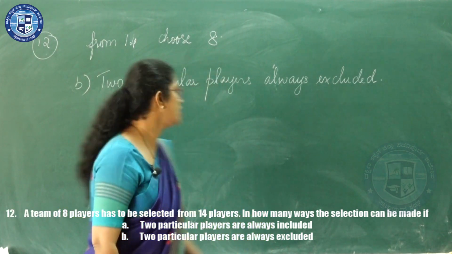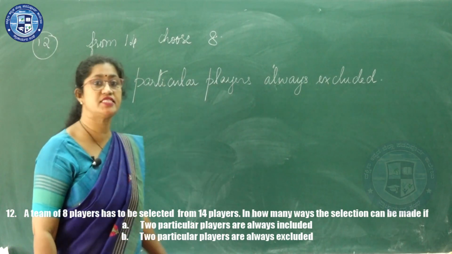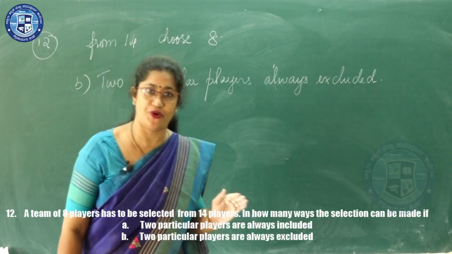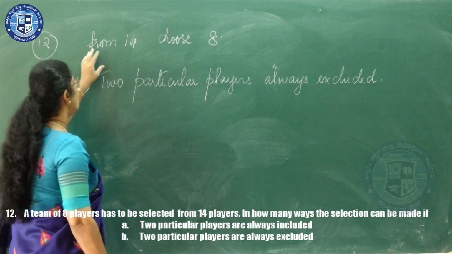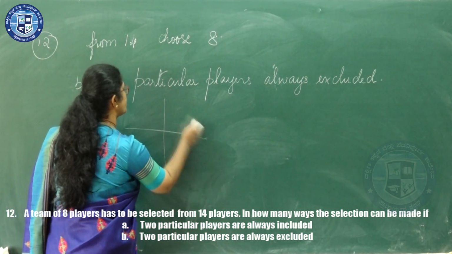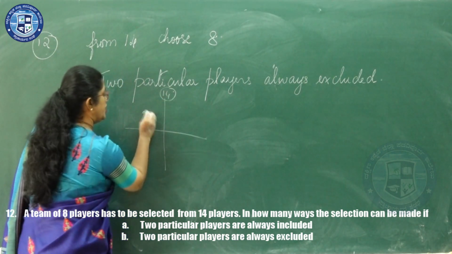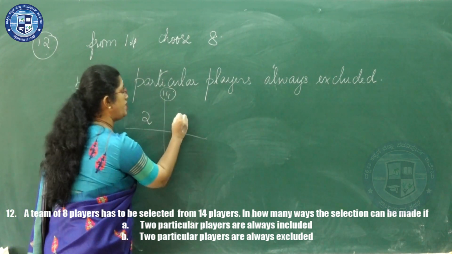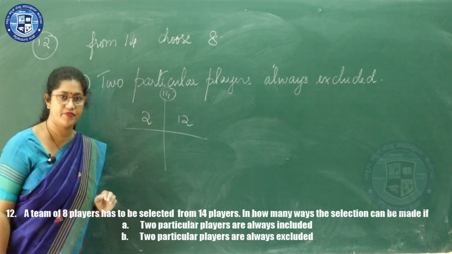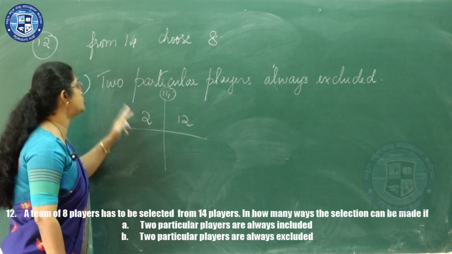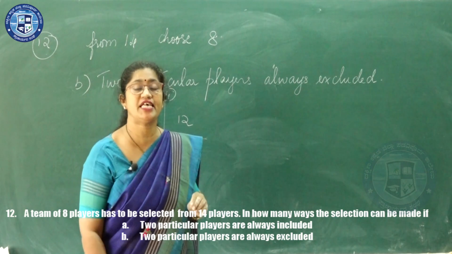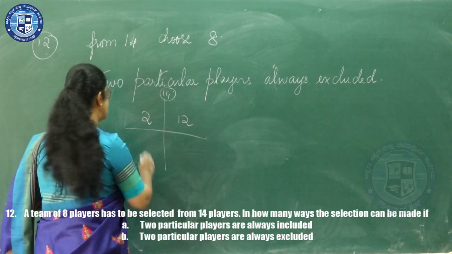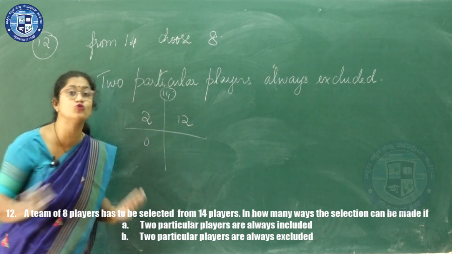Option B. 2 particular players are always excluded. Again, from the 14, the 2 people's condition is different, so I'll put them in another group. The remaining 12, I'll put them here. Now what is the condition for these 2? They are always excluded. So they are rejected. So from here I don't have to choose anyone.